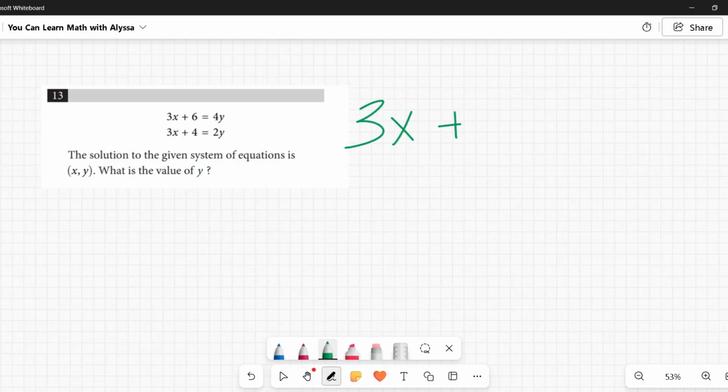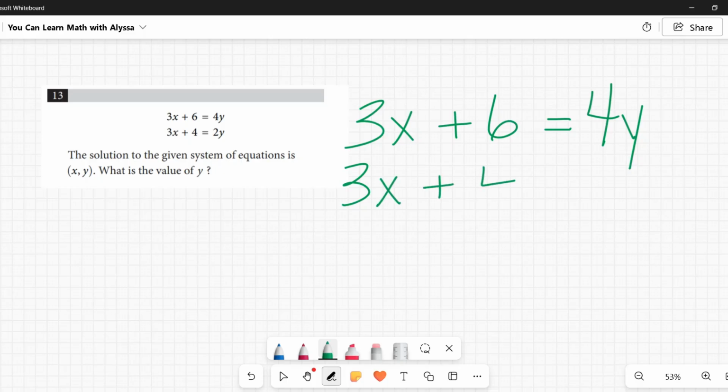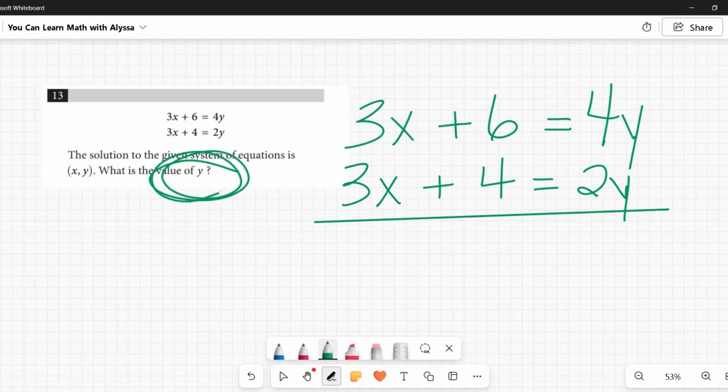I already told you how you would do graphing. You take these two equations and put them in the graphing calculator, see where they intersect, and find the solution. Just be careful that you're looking for the value of y, not the value of x. Don't make that mistake.